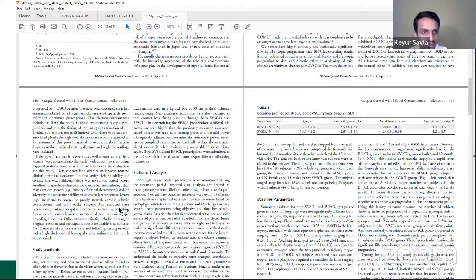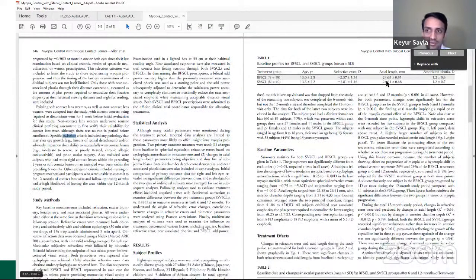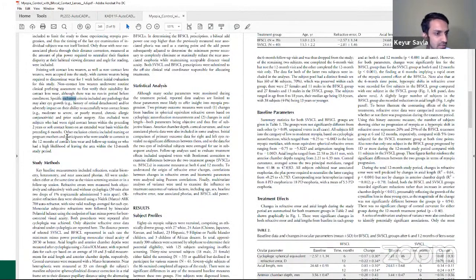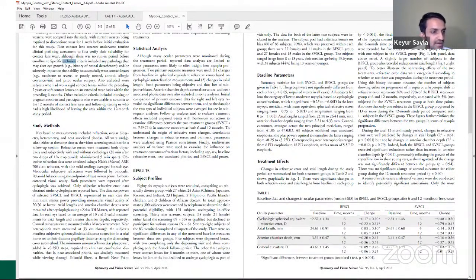So what you can quickly do is Control F and find EXCLUS. And yep, specific exclusion criteria included any pathology. Okay, so yeah, we know the exclusion criteria. At this point, I will move on to study methods: baseline measurements, refraction, ocular biometry, keratometry, and nearphorias.